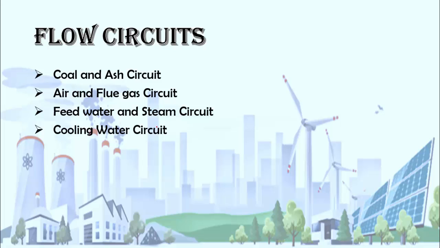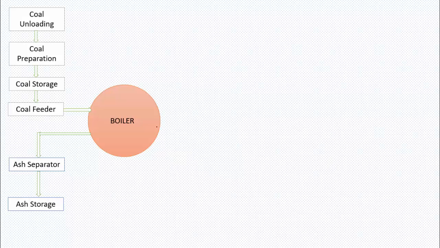So first thing, we are going to take coal and ash circuit. So for a boiler, whatever the boiler is, there should be three inputs to the boiler.